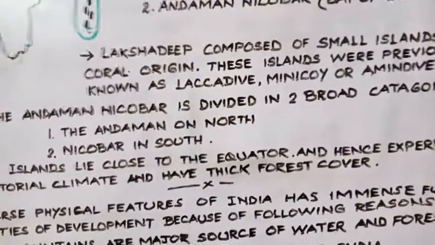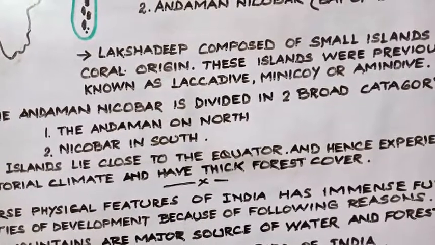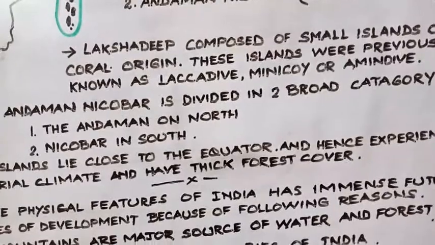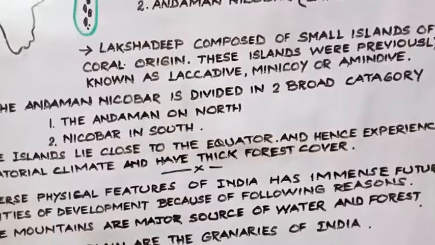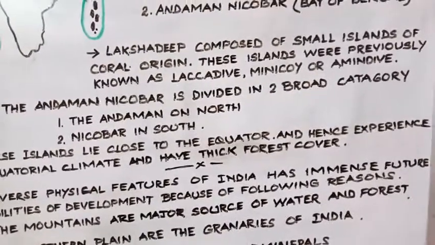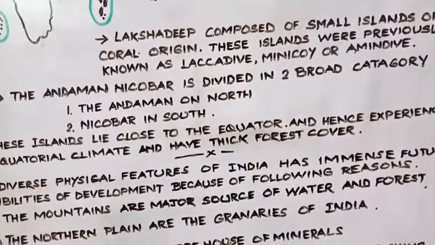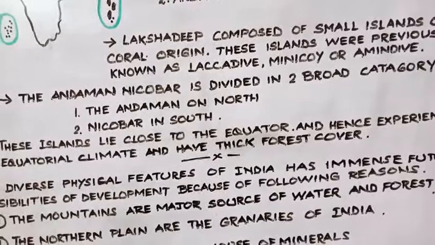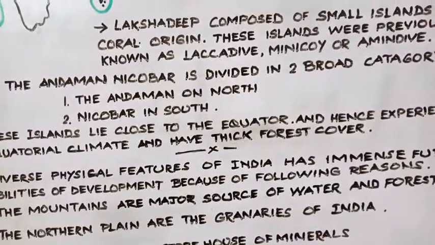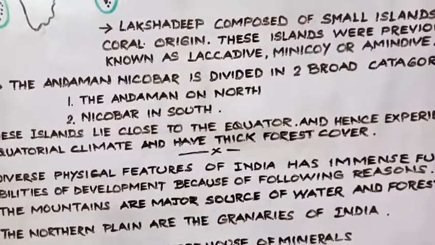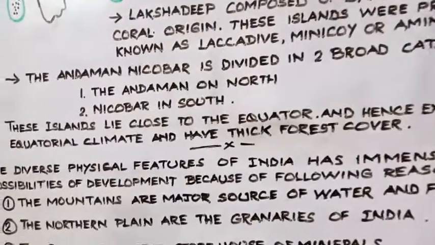Next we come to the Andaman Nicobar Islands. They can be divided again into two broad categories: the Andaman in the north and Nicobar in the south. Although it is not written over here, I'll still discuss it: these islands were formed due to volcanic activity. So its origin is volcanic, whereas Lakshadweep's origin, we have studied, is coral.